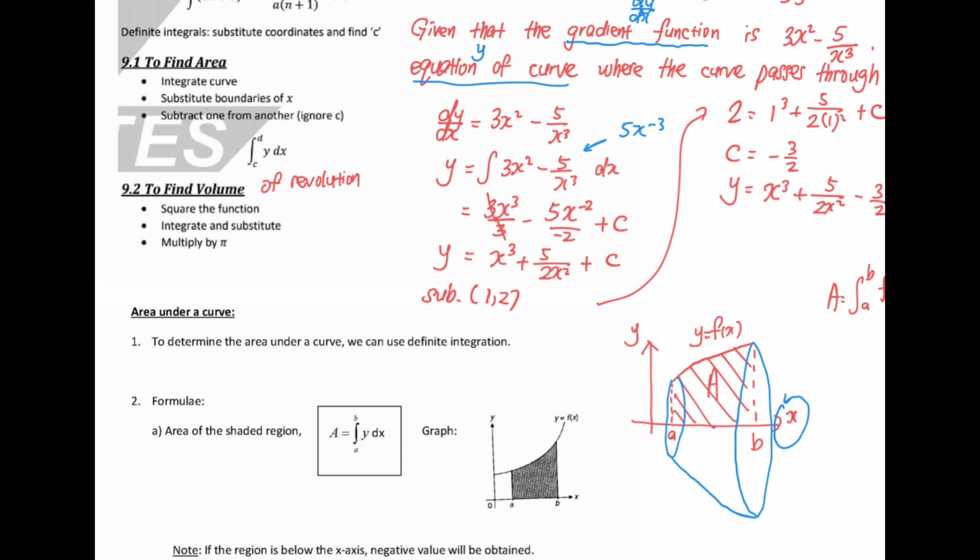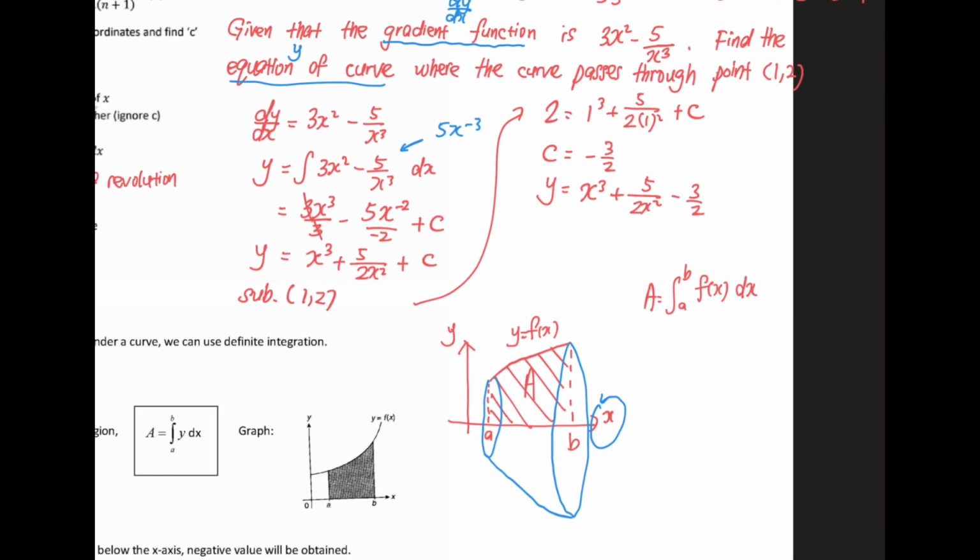Okay, so of course, how to do it? Based on the information here, you have to square the function, you have to square the f(x), or you have to square the y, then you integrate and substitute. Use the same boundary, multiply by pi. So that means you have to do three things: square, put limit, multiply with pi.